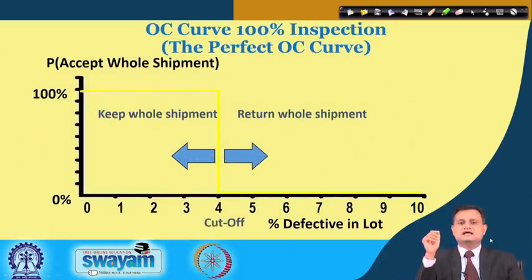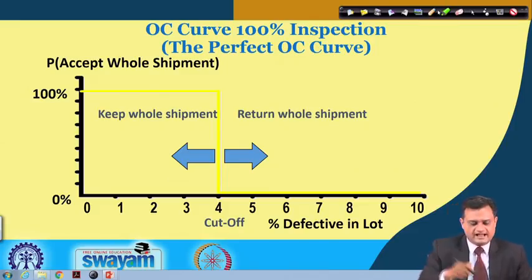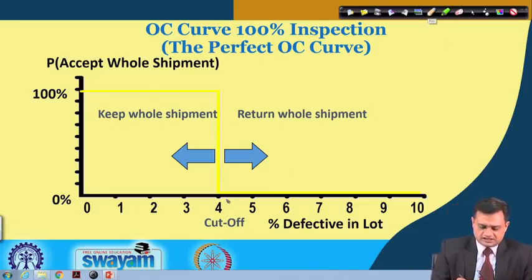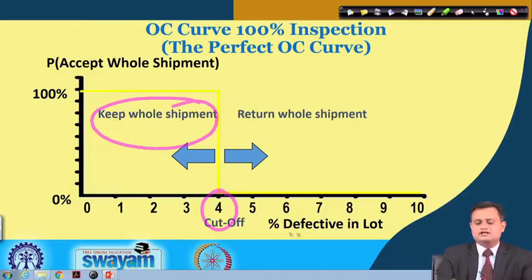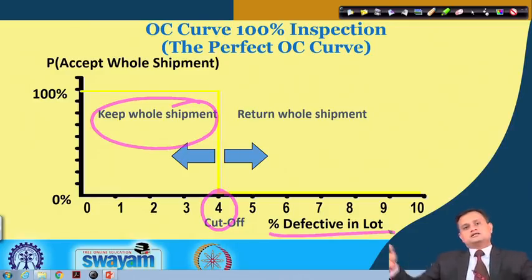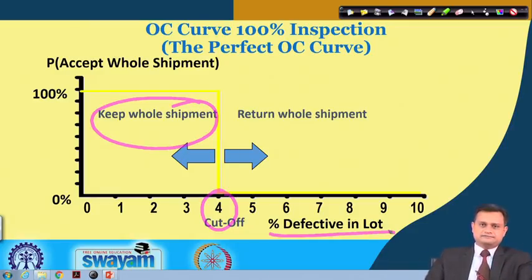Now just see this, and it would really be interesting to appreciate. Let us say I have a cutoff point of 4. It means anything which is less than 4, I will keep the whole shipment, and 4 is what? Percentage defective in a lot. Suppose you have a lot of 100 items. Out of this, 4 items are defective or 3 items are defective. If it falls below 4, I will accept the entire lot.